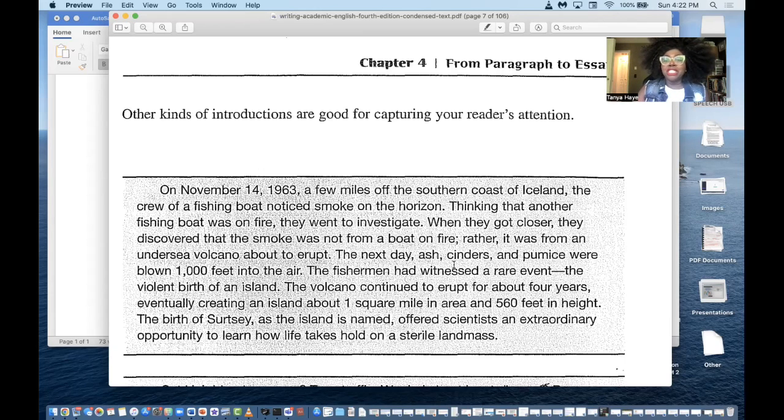The volcano continued to erupt for about 4 years, eventually creating an island about 1 square mile in area and 500 feet in height. The birth of Surtsey, as the island is named, offered science an extraordinary opportunity to learn how life takes hold on a sterile landmass. Now that's funny. Well, some of you may be saying that's not really funny, but that's supposed to be one of the more light, funny introductions.